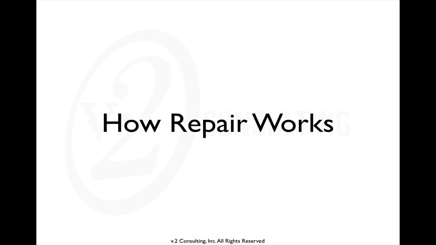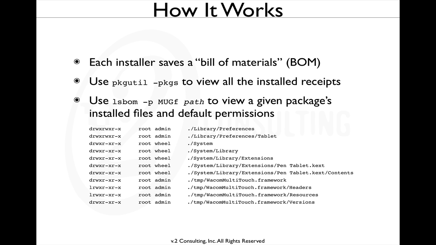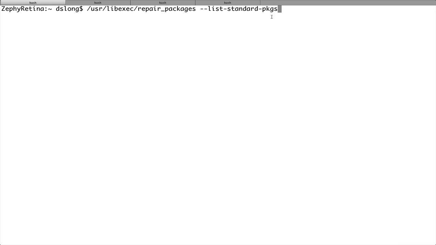But first we need to understand how RepairPermissions works. The first thing that happens when you install an application via an installer is that it saves something called a bill of materials, or a BOM file, and that gets stored on your computer. If you would like to see all of the packages that were installed on your computer, you can use a command called pkgutil, as well as another command called lsbom, to read those packages, the files that were installed, as well as the permissions they were set to. So let's go and look at some of these commands.